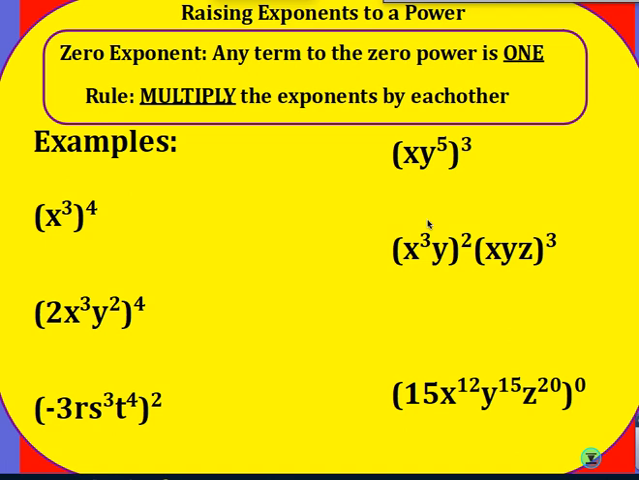Let's take a look at these examples. Example number 1, x to the third to the fourth power. You will multiply your exponents, giving you x to the 12th.